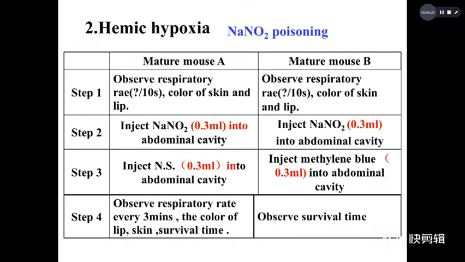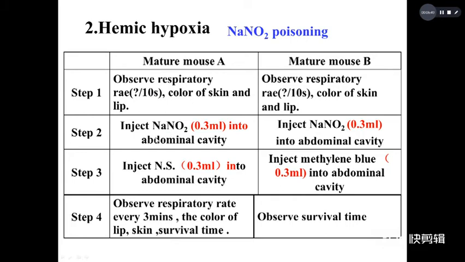Now the next, chemic hypoxia: sodium nitrate poisoning. It also belongs to chemic hypoxia, and it is similar to carbon monoxide poisoning. Now animal A: you first observe respiration and the color of skin and lip. It is normal respiration and normal color of skin.